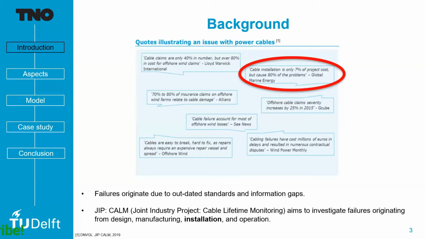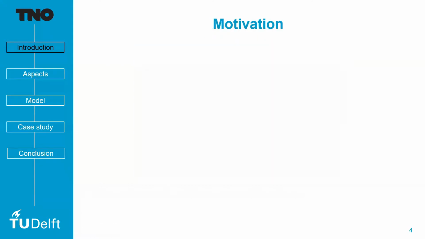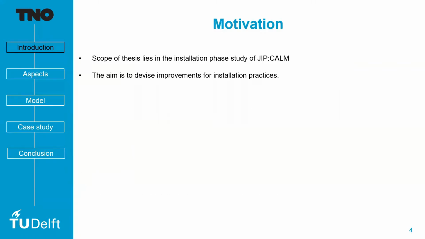So this is how I got the master thesis as part of TNO. So I worked as part of the team which studies and analyzes installation. So the motivation for this thesis. So the scope of the thesis, so where my work lies, is part of this JIP-COM project. So the aim for me is to devise improvements for installation practices. And how do I do that? By creating a model for how power cable installation takes place.